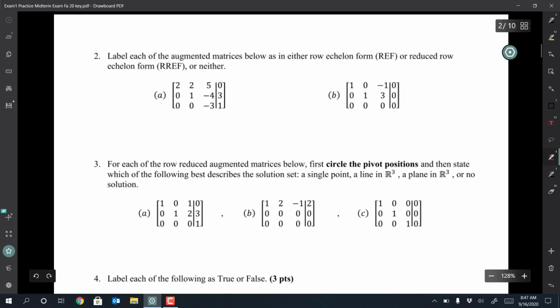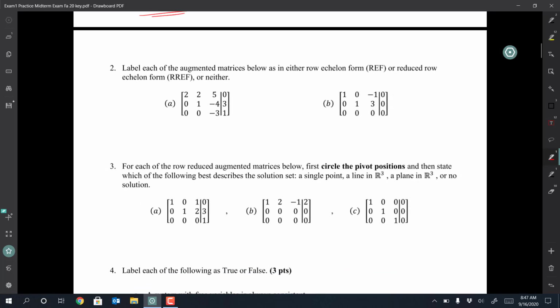Question 2 says label each of the augmented matrices below as either row echelon form REF or reduced row echelon form RREF or neither. So really here I'm looking at first, I have identified my pivots here. So I have those values, I have zeros below those pivots, so I'm in REF form. However, the pivots are not equal to 1 and there are not zeros above the pivots, so it's not RREF, but this is in REF form.